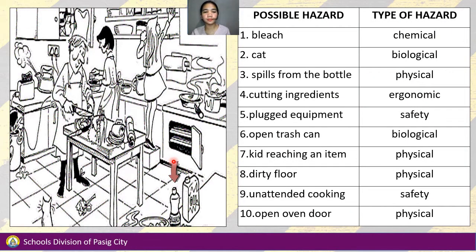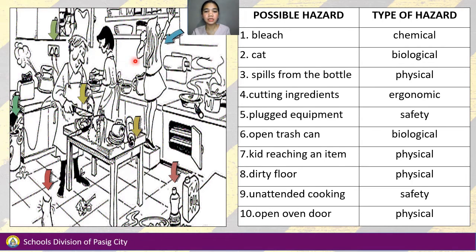Number 1. Bleach, chemical. Number 2. Cat, biological. Number 3. Spills from the bottle, physical. Number 4. Cutting ingredients, ergonomic. Number 5. Plugged equipment, safety. Number 6. Open trash can, biological.